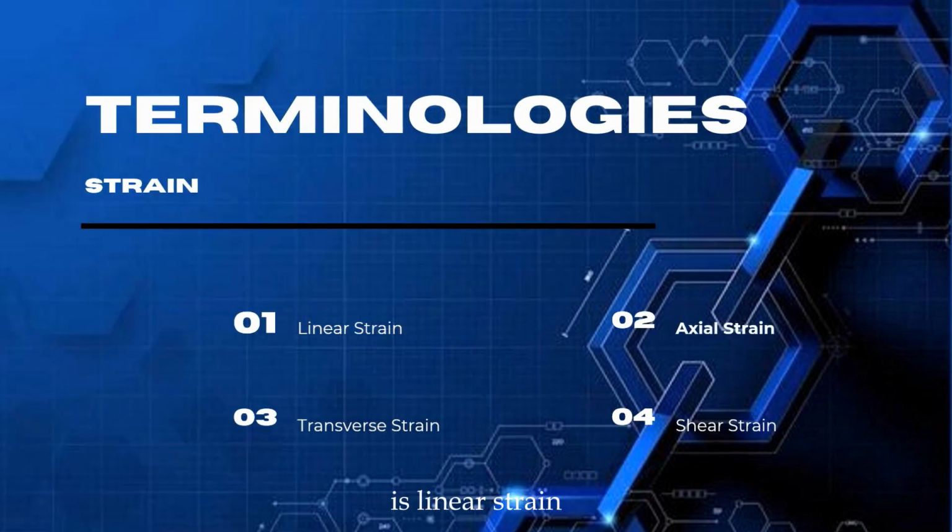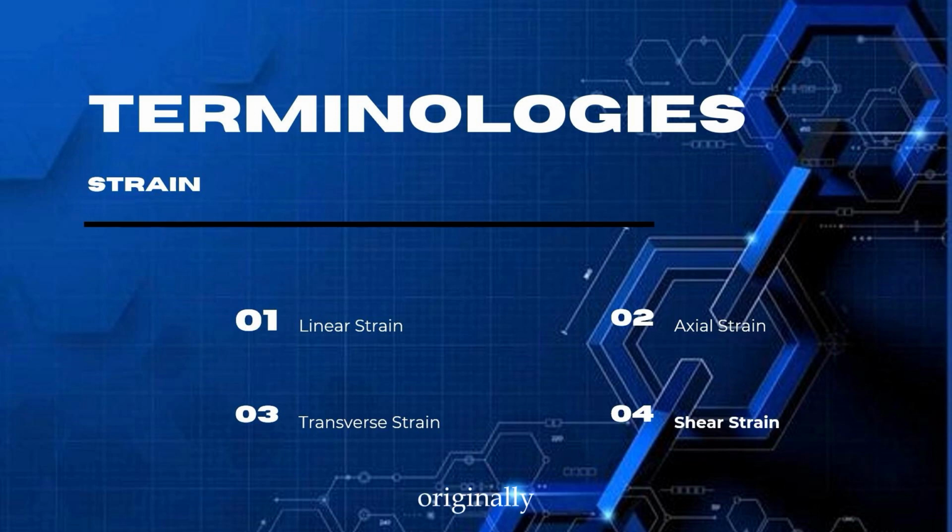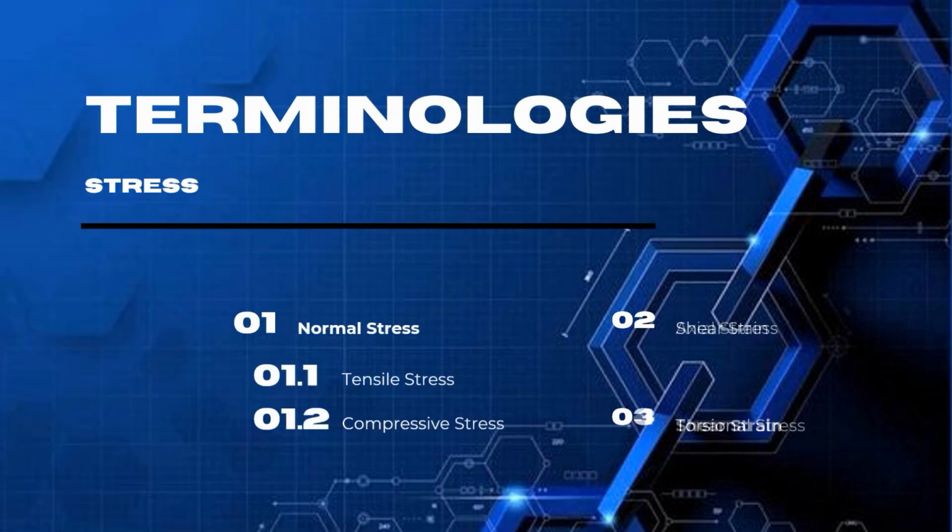Axial strain is linear strain in a plane parallel to the longitudinal axis of the specimen. Transverse strain is a linear strain in a plane perpendicular to the axis of the specimen. Shear strain, or angular strain, is the tangent of the angular change, due to force, between two lines originally perpendicular to each other through a point in a body.